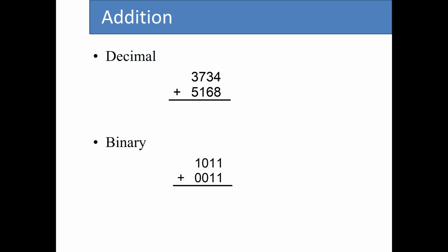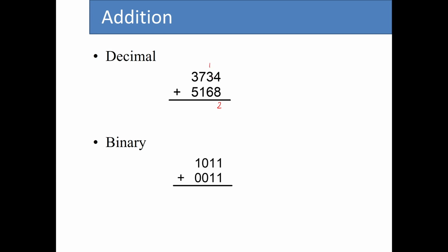So we have 3734 plus 5168. We start from the rightmost digit. So we have 4 plus 8 equals 12. So we have 2 here. 1 is being carried over to the next digit.